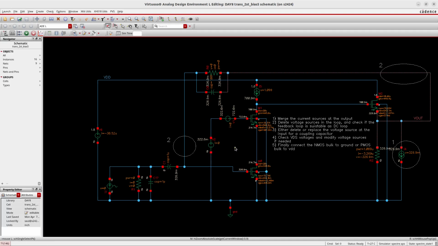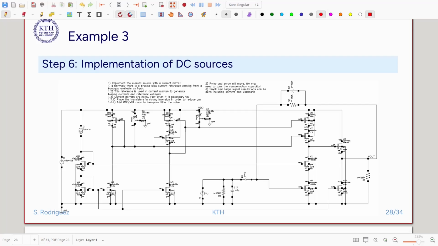So I'm happy with the result as it is now. Then I can go and implement the current sources and this voltage source that I have for the cascode. And here we can see the implementation of the DC voltage and current sources. So let's take a look at what we have here.